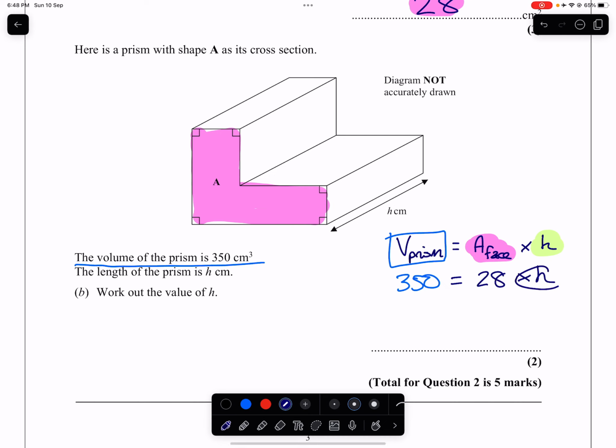In order to get h on its own here, we divide both sides by 28. So in order to figure out our final answer, we're going to do 350 divided by 28, which gives us an answer of 12.5, and as that's a length, centimeters. Done.